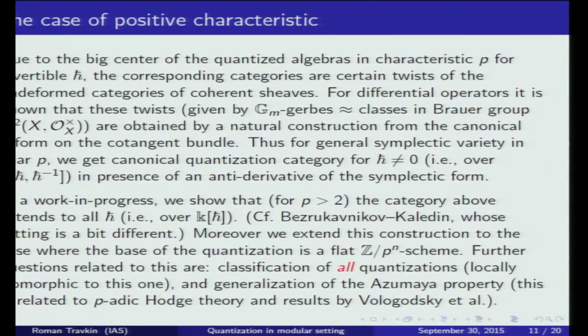In a work in progress, we show that for p greater than 2, the category above extends to all h bar, so over the ring of polynomials. See also Bezrukavnikov-Kaledin, whose setting is a bit different. Moreover, we extend this construction to the case where the base of the quantization is a flat scheme over Z mod p to the n.